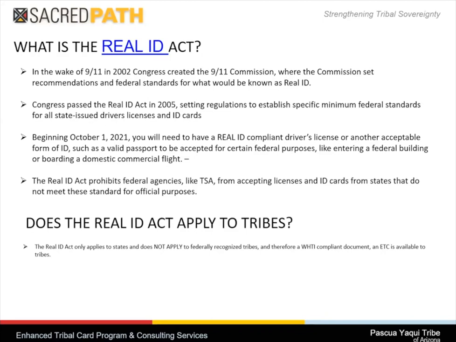The Real ID was not written to include federally recognized tribes. This is where in the beginning I mentioned that comment period that came into play. The federal government allowed for tribes to develop a tribal ID that would mirror these recommendations, which is now known as the Enhanced Tribal Card Program, only available to federally recognized tribes.